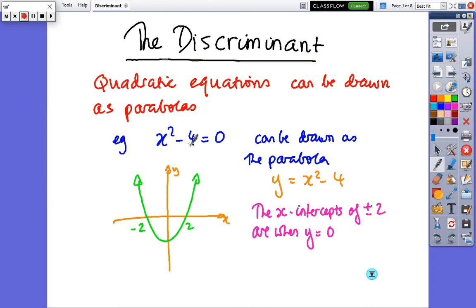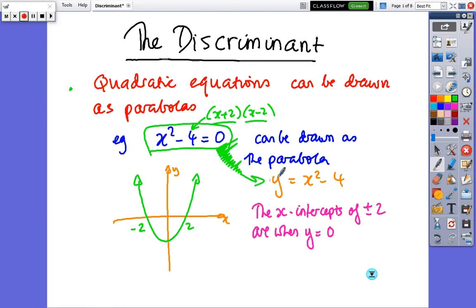Okay, so the discriminant. When we have a quadratic equation, they can always be drawn as parabolas. So for instance, x squared minus 4 looks like this because that can be factorized into x plus 2, x minus 2. And so the x-intercepts are minus 2 and plus 2. And that equation there is the same as that equation there. And the x-intercepts are when y equals 0. Okay, so copy that and come across.